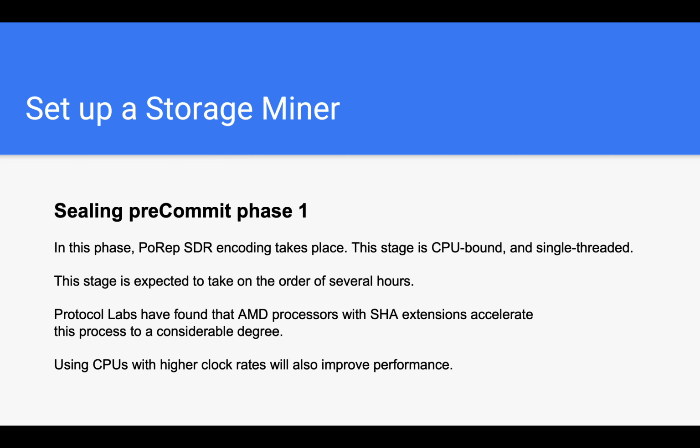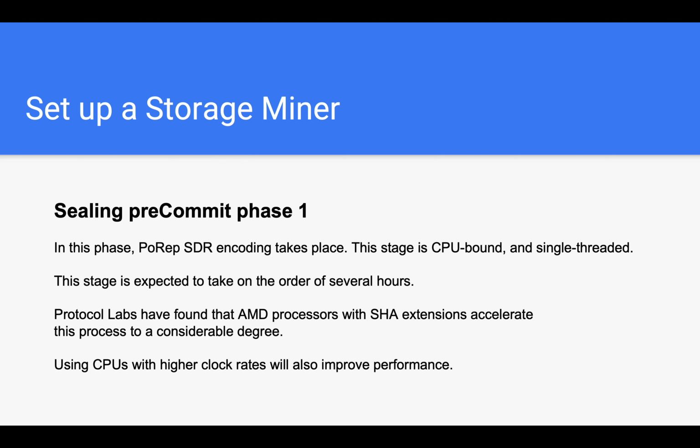The first one is sealing pre-commit phase 1. In this phase, the proof of replication (SDR) encoding takes place. The pre-commit phase 1 is a CPU-bound single-threaded phase, which means that you only use 1 core of CPU to do the job. And this phase is expected to take an order of several hours. Protocol Labs found that AMD processors with SHA extensions accelerate this process to a considerable degree. And also using CPUs with higher clock rates will also improve the performance.